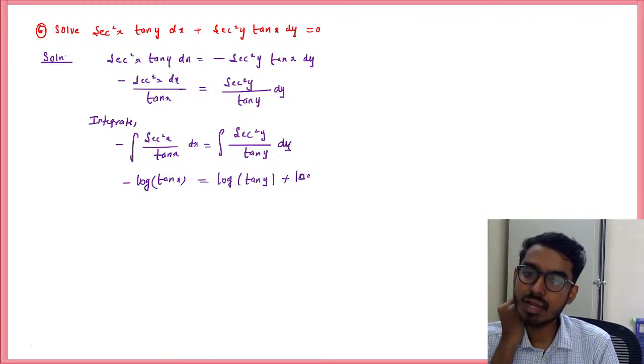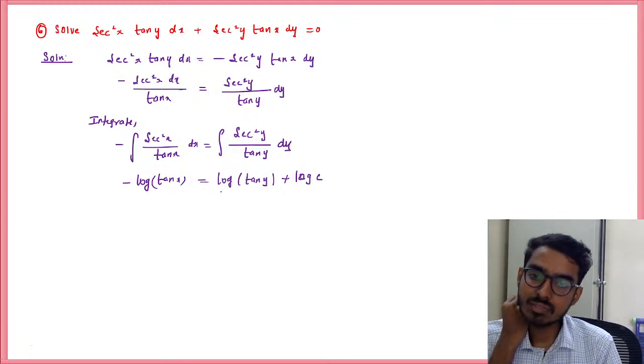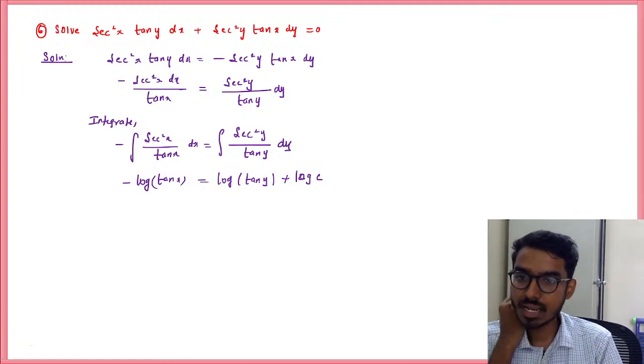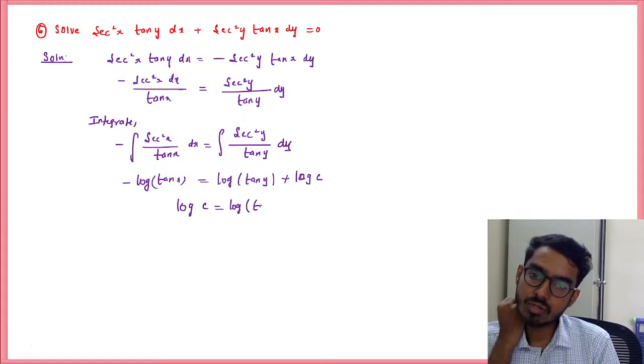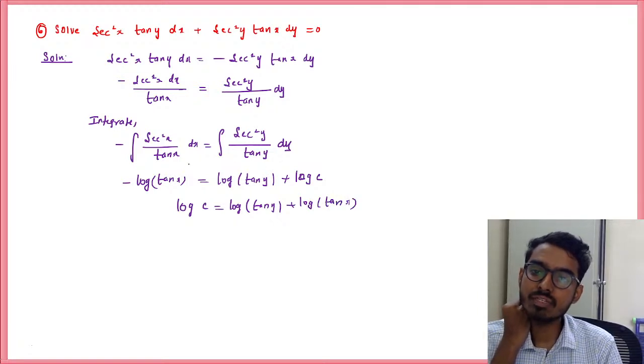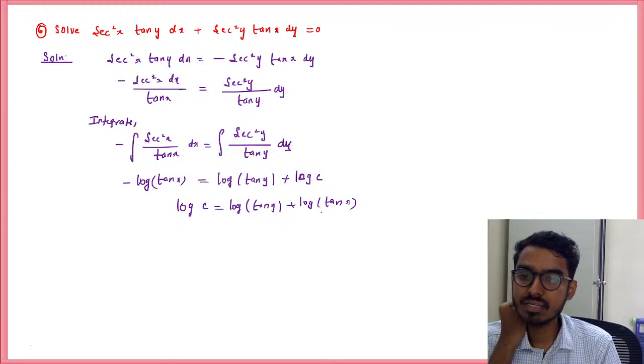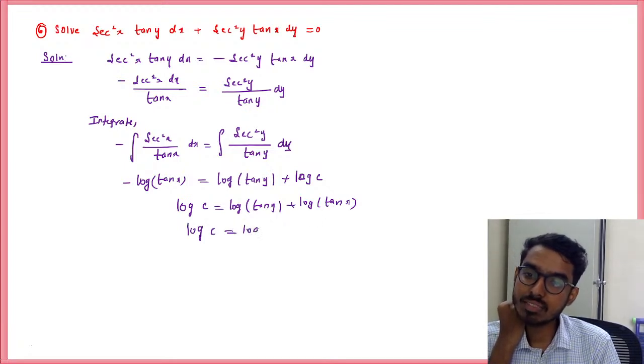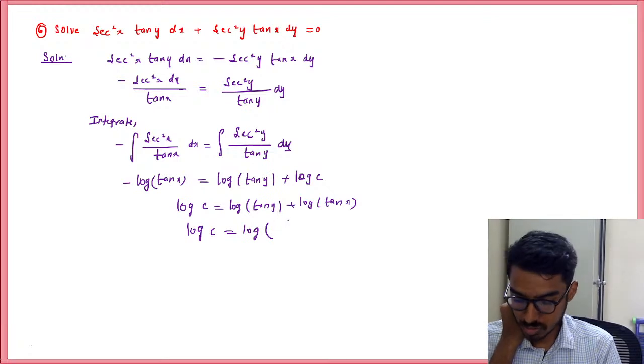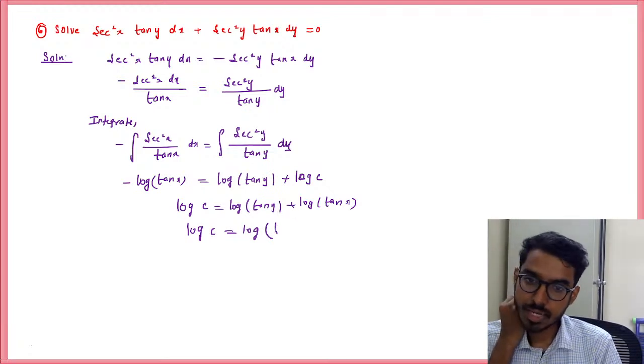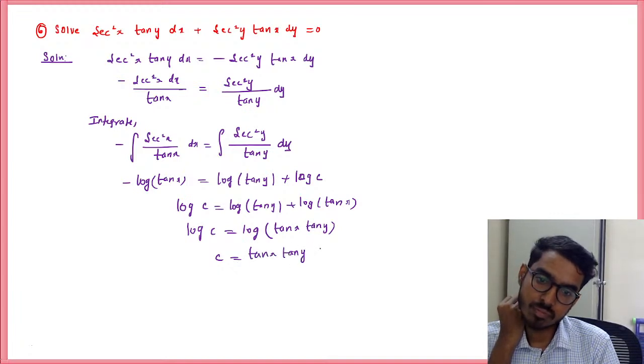Whenever you are having log, you just put the constant to be log c. So if you bring this to this side, you can also perform log a minus log b, right? So that means log c is equal to log tan y plus log tan x. There's no problem, right? Even if you bring this side, you'll have minus log c. These are constants. So log a plus log b is log ab, which is log of tan x tan y. Therefore, c is equal to tan x tan y. It's the required solution.